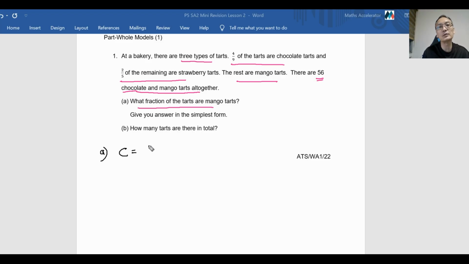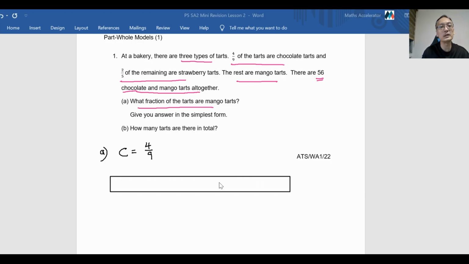Chocolate tarts is equal to 4/9, and the strawberry is 2/5 of the remainder. So we will organize our information in the form of a model. In this model, there will be 9 units, because we know that 4/9 of the tarts are chocolate. So we draw 9 units over here, and of these 9 units, 4 of the units belong to chocolate.